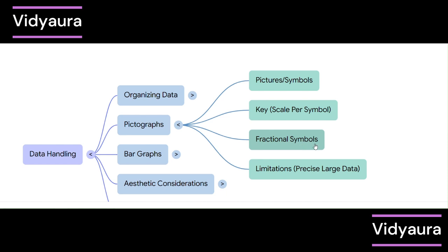Pictographs are great for younger audiences, but they have a limitation. They aren't very precise for massive or very complex data sets. If you have 1,245 apples, you're going to be drawing icons all day.